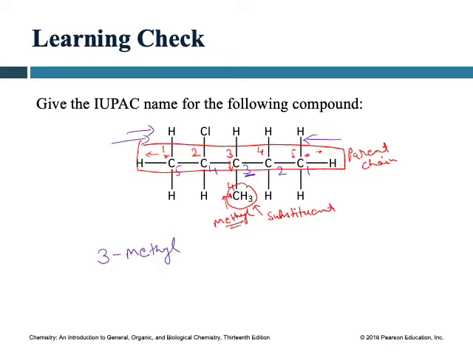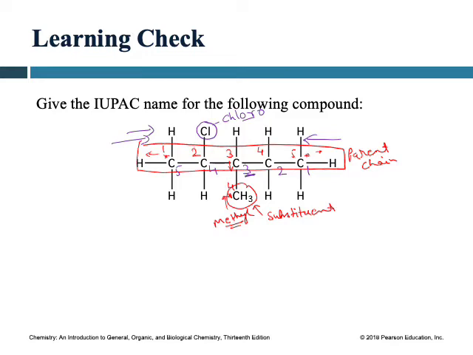But before I write this name, we also have one halogen over here. If you can see, this is chlorine, so we have to write chloro, and then this is methyl.